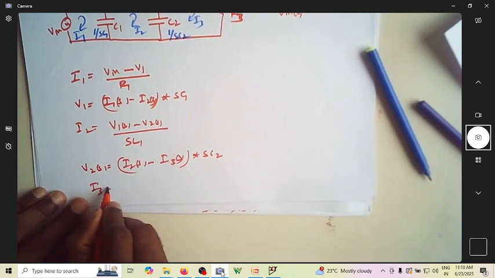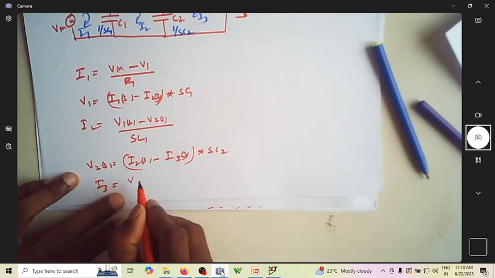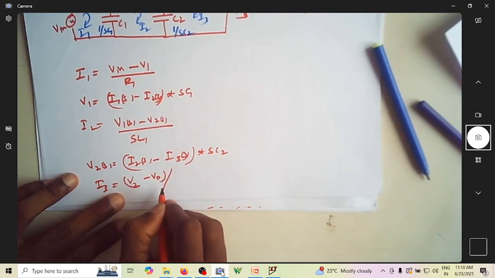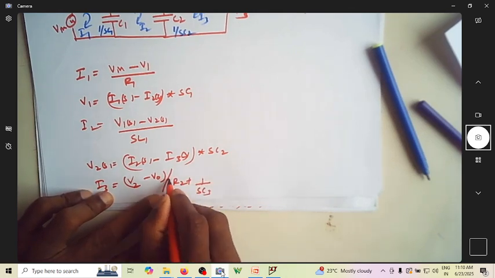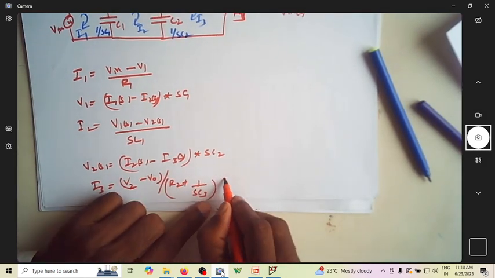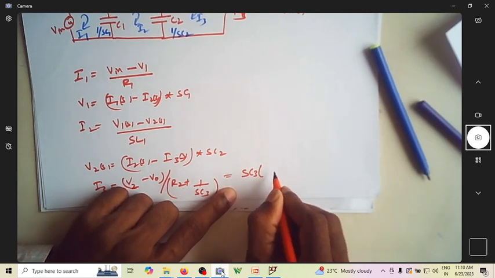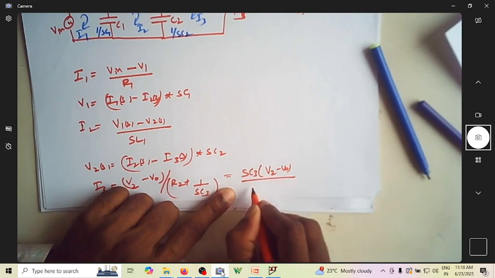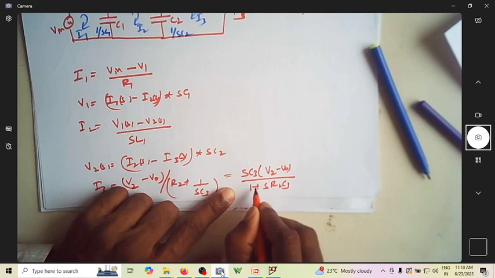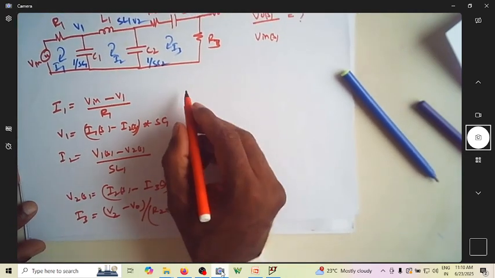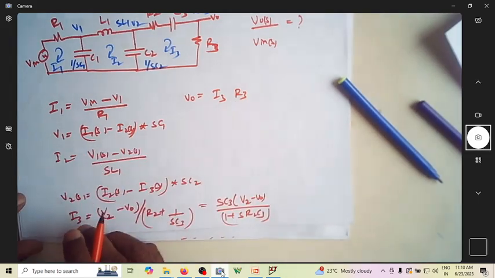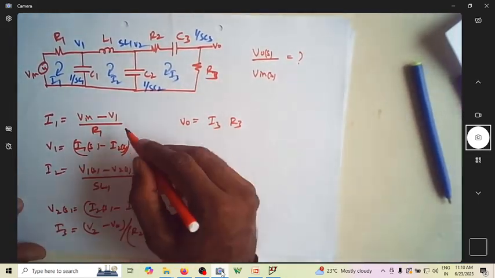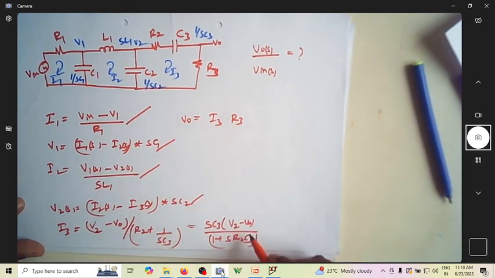What is I3? I3 is nothing but V2 minus V0 divided by impedance. So impedance is R2 plus 1 over SC3. To simplify this, it comes as SC3 times V2 minus V0 by 1 plus SR2 C3. This is your I3. And how about V0? V0 is I3 multiplied by R3. So you know this, you know this, you know all of these.